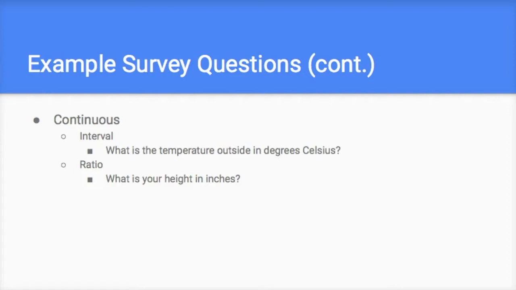Consider if someone were to respond to both of these situations with a numerical response of 0. For the interval question, this would just represent a specific value of 0 degrees Celsius, which is an actual measurable temperature. For the ratio question, 0 would represent no height or that of the originating point, meaning no value.